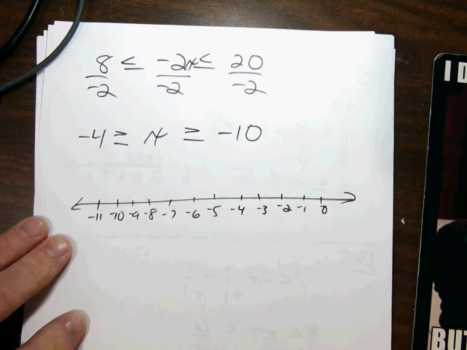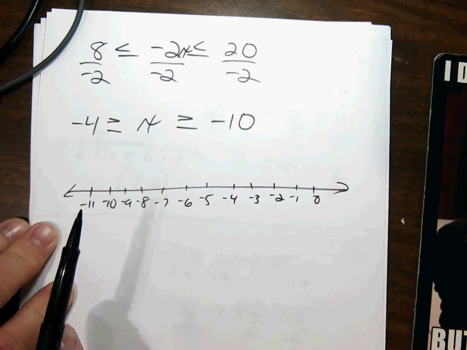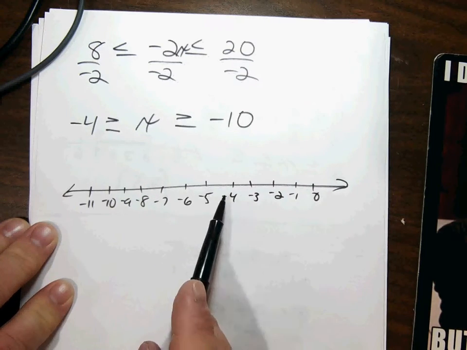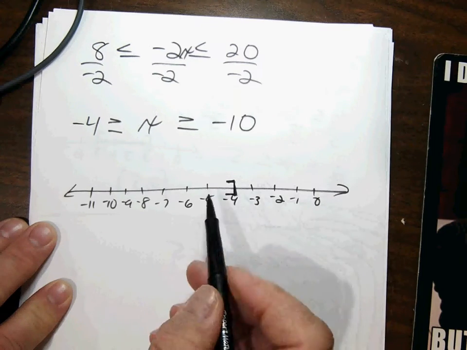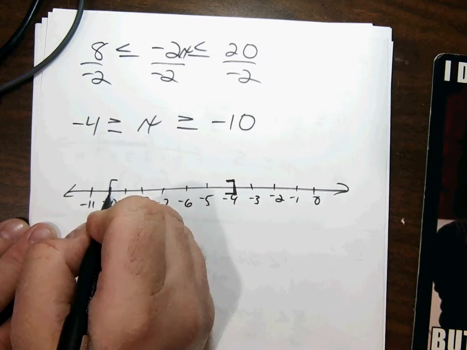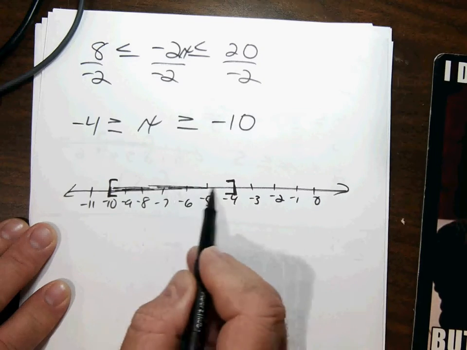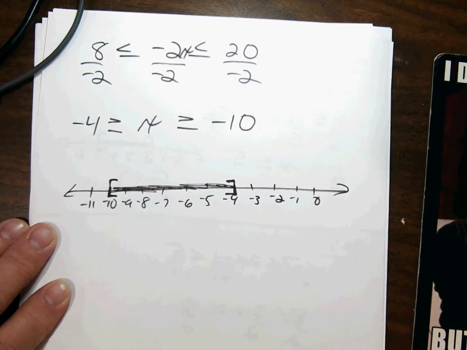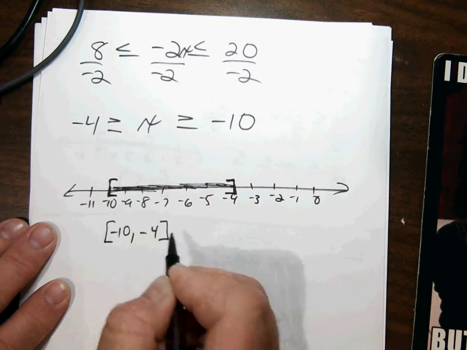Just to get a few numbers on the board here. X's perspective says I am less than or equal to negative 4, so including negative 4. So I'm going to be something over here smaller than negative 4, but at the same time, I'm going to be greater than or equal to negative 10, so I'm going to be to the right of negative 10. Yeah, that works. There's my solution. Interval notation, negative 10 comma negative 4.